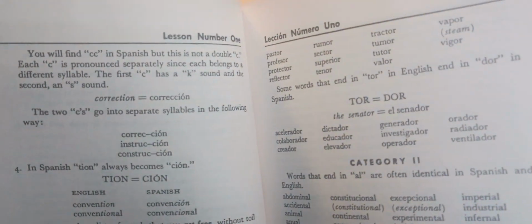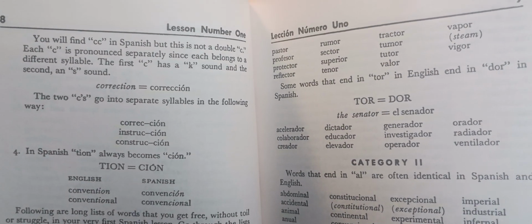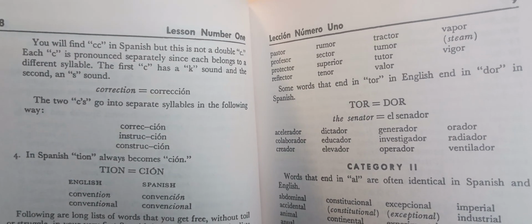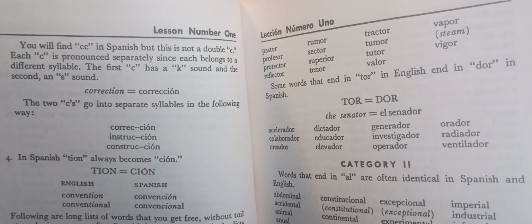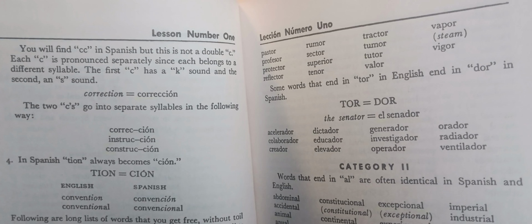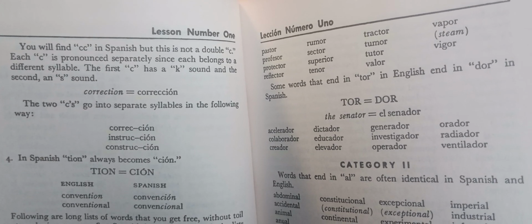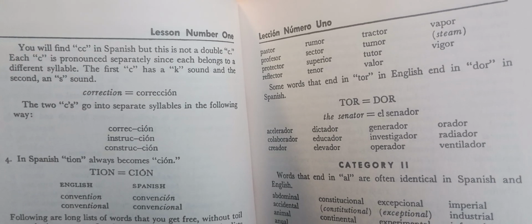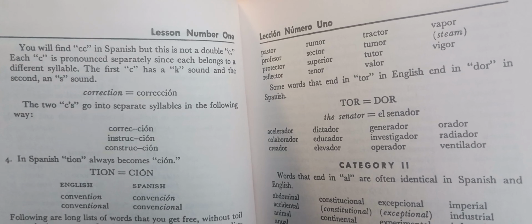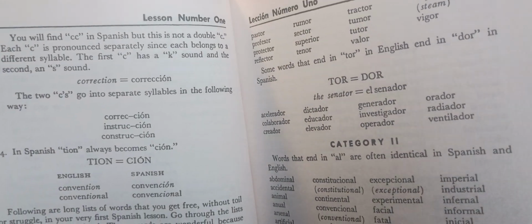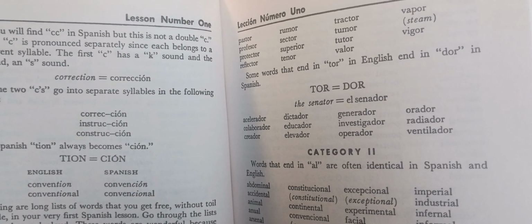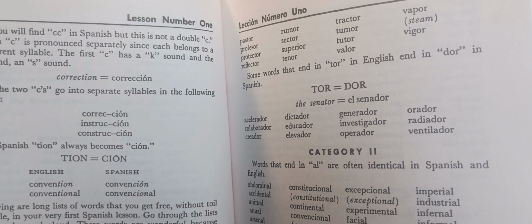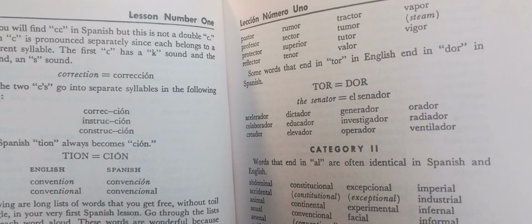Let's head over to page 8. You will find a double C in Spanish, but this is not a double C. Each C is pronounced separately since each belongs to a different syllable. The first C has a K sound and the second an S sound. For example, correction becomes corrección. Two C's go into separate syllables in the following way. Corrección, instrucción, construcción.